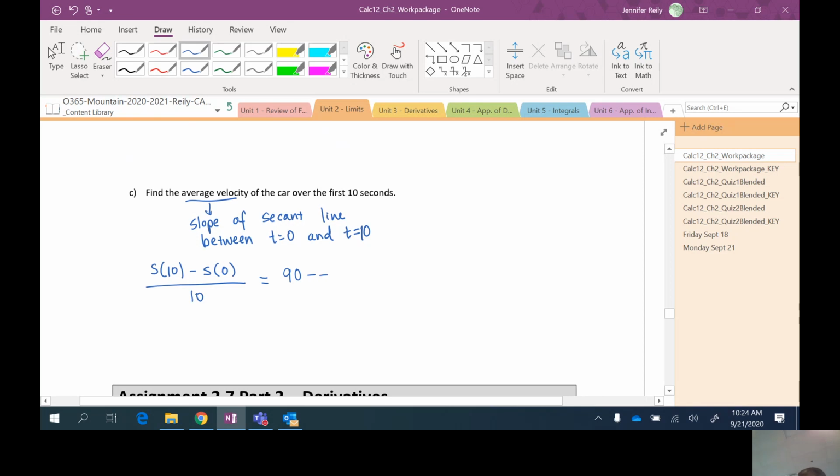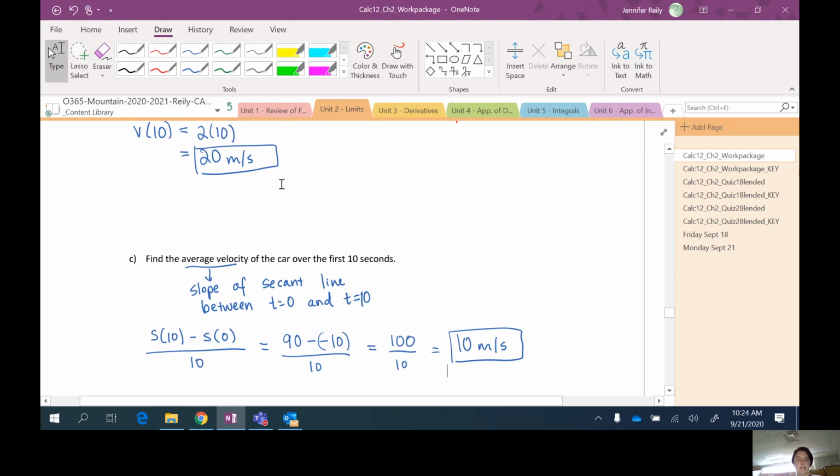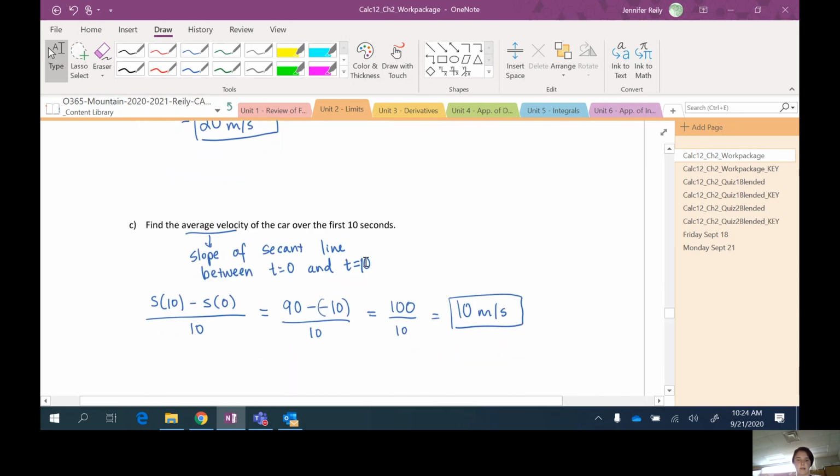s of 0 is negative 10. So I get 100 over 10. So that's 10 meters per second. So the average velocity between 0 and 10 seconds is 10 meters per second. So notice that's different from the instantaneous velocity at 10 seconds, which is 20.